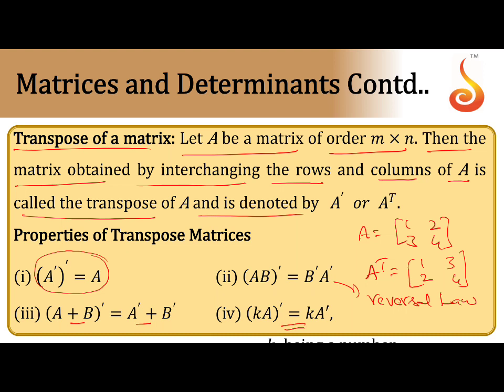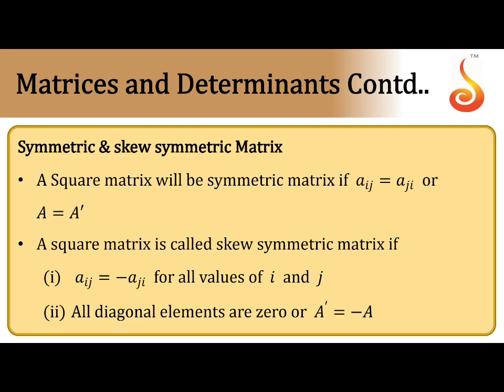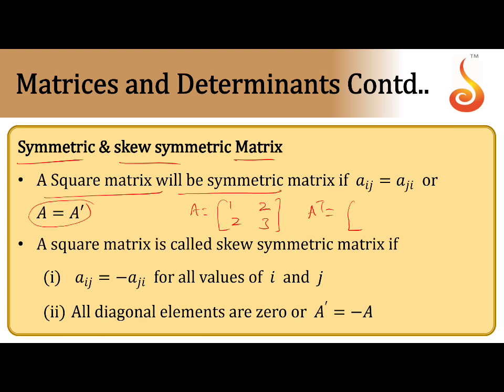So clear now? Next, symmetric and skew symmetric matrix. A square matrix will be a symmetric matrix if Aij equals Aji, or A transpose equals A. If you take the transpose of the matrix, the resulting matrix is also equal to the original matrix. Such a matrix you call a symmetric matrix. I will take one example: 1, 2, 2, 3. I will take the transpose of this one. What will happen? 1, 2, 2, 3. It remains the same. So then you call it a symmetric matrix.